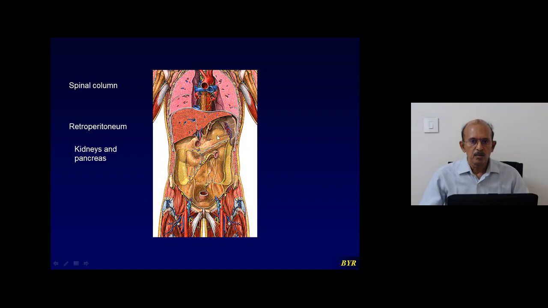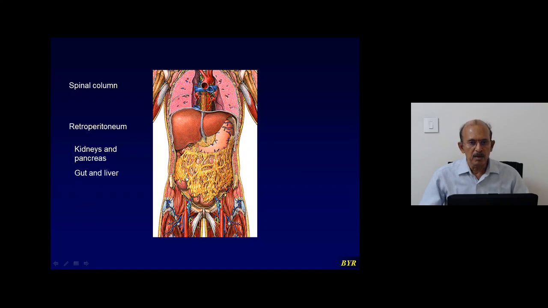This is the posterior parietal peritoneum. For the colon, of course, the peritoneum is cut here because the colon is actually retroperitoneal. That's why that part is shown as a cut area. Then we have the gut and liver, and the female reproductive system in females.